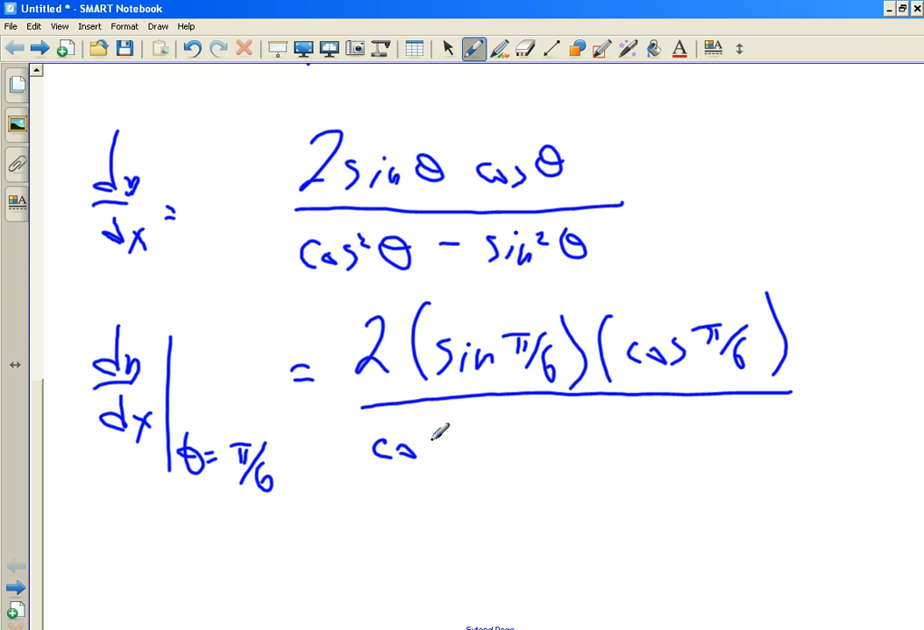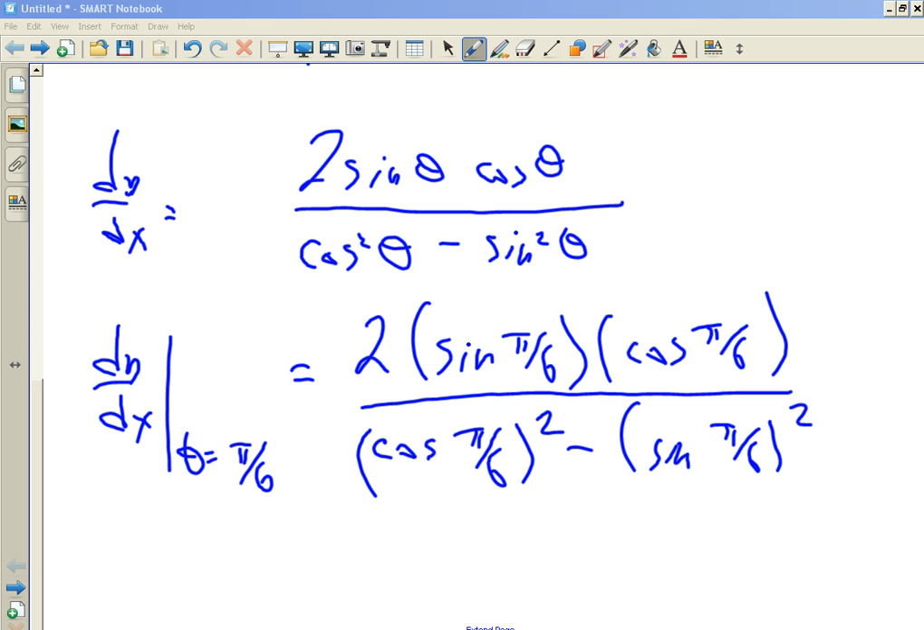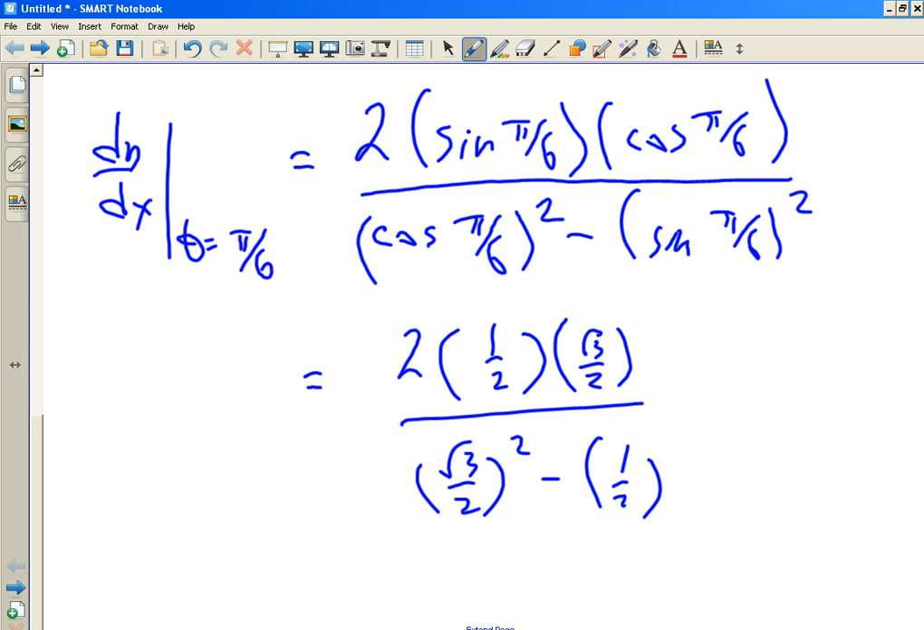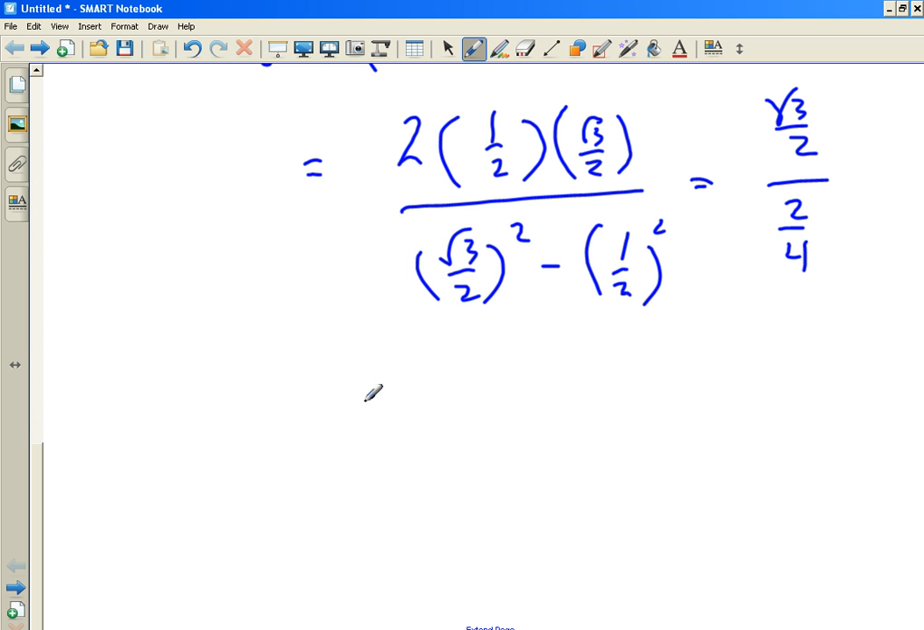All right, so this is cosine of pi over 6 all squared minus the sine of pi over 6 all squared, and we get 2 times 1/2 times rad 3 over 2, over rad 3 over 2 squared minus 1/2 squared. Well, what happens to these guys? They cancel. So the numerator is rad 3 over 2. And what's rad 3 over 2 squared? 3/4 minus 1/4 is 2/4. What happens when you divide rad 3 over 2 by 2/4? Well, this is really a half. How do you divide by a half? Multiply by 2. Rad 3 is the slope there. Correct. All right, why don't we confirm all of this? Questions?